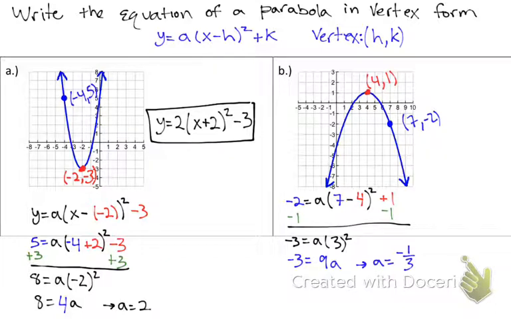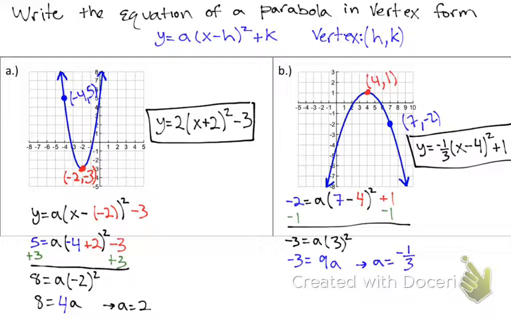From there we can take our a value and plug it into our vertex form. So it's going to be y equals -1/3, parentheses, x minus 4, squared, plus 1. So this is the equation for this parabola right here in vertex form.